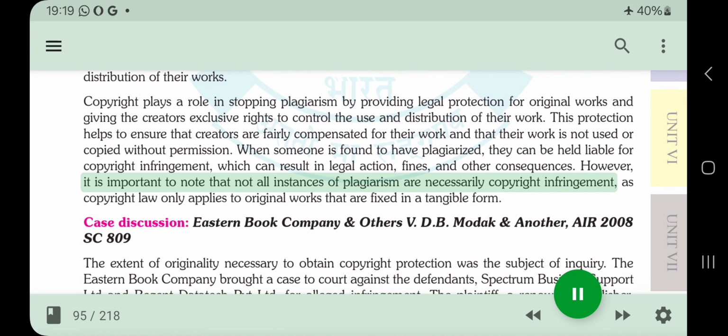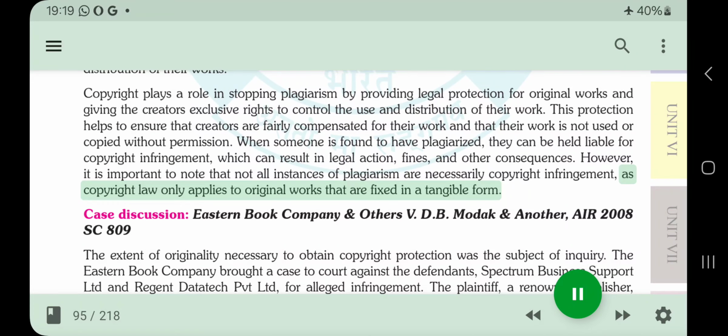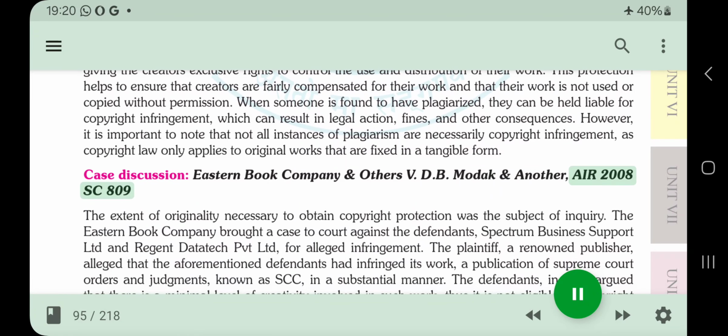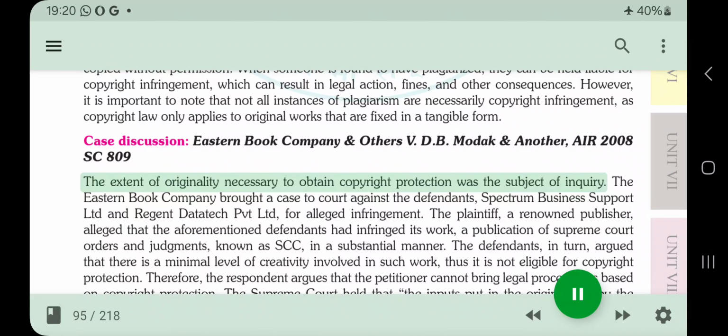However, it is important to note that not all instances of plagiarism are necessarily copyright infringement, as copyright law only applies to original works that are fixed in a tangible form. Case discussion. Eastern Book Company and others v. D.B. Modak and another, AIR 2008 SC 809. The extent of originality necessary to obtain copyright protection was the subject of inquiry.